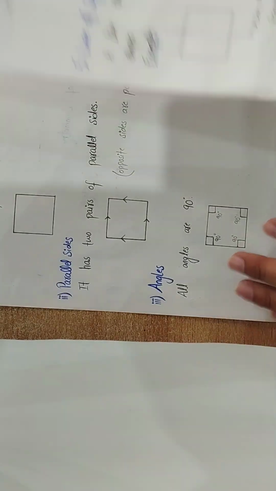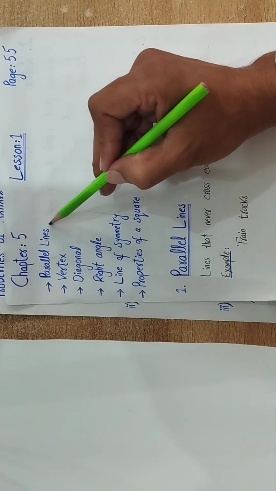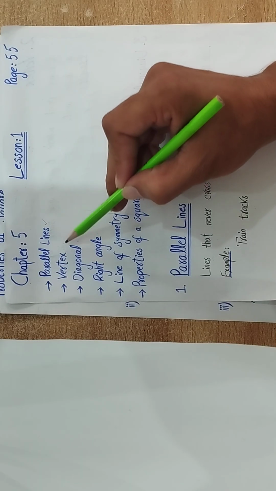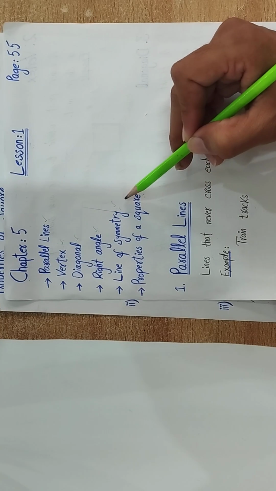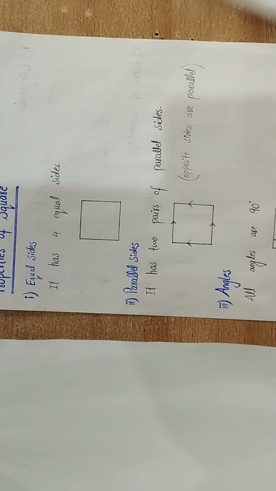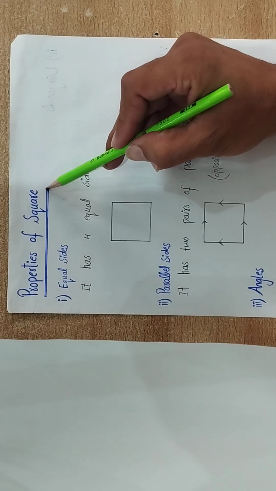Now let's see our next task. We have done the parallel lines definition, vertex, diagonal, right angle, and line of symmetry. Now let's see the properties of a square. Here we have the properties of a square.